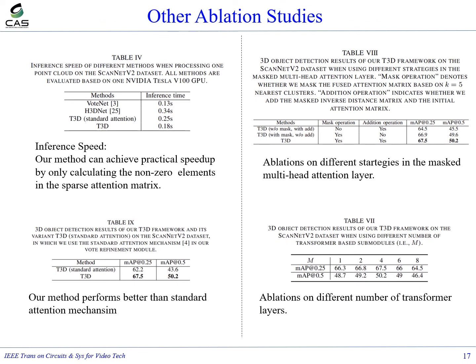Here are some other ablation studies of our proposed components. Our method can achieve practical speed up by only calculating the non-zero elements in the sparse attention matrix. Please check out our paper for more details. Our method using localized attention performs better than standard attention mechanism and different variants. Performance of our T3D framework increases when we increase the number of transformer layers M from 1 to 4. When setting a larger value of M, we hypothesize that there is an overfitting problem on the relatively small datasets like ScanNetV2.